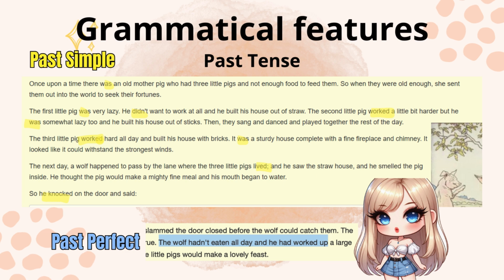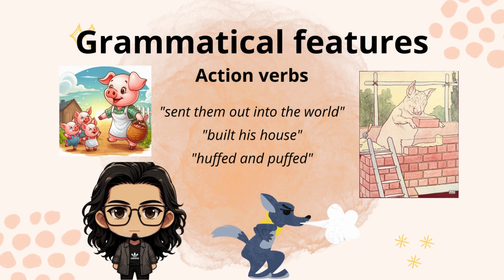This story is mostly written using past simple, but there is also a sentence that uses past perfect. In this piece of the story, the verbs in past simple are highlighted in yellow and the verbs in past perfect are highlighted in blue. A second grammatical feature of narrative text is the use of action verbs. Action verbs describe what characters do, driving the plot forward.